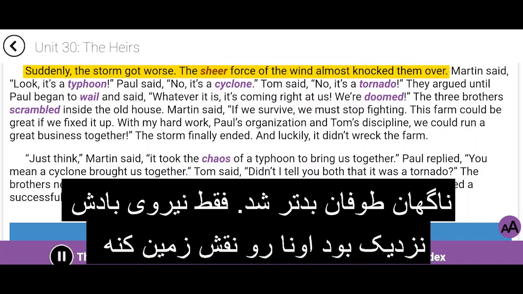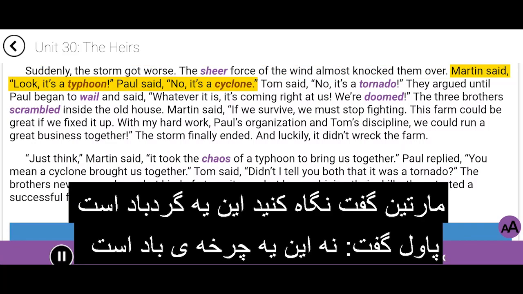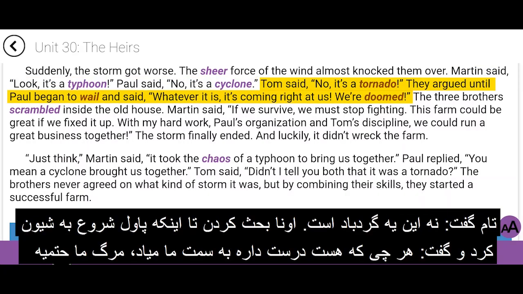Suddenly, the storm got worse. The sheer force of the wind almost knocked them over. Martin said, "Look, it's a typhoon." Paul said, "No, it's a cyclone." Tom said, "No, it's a tornado."